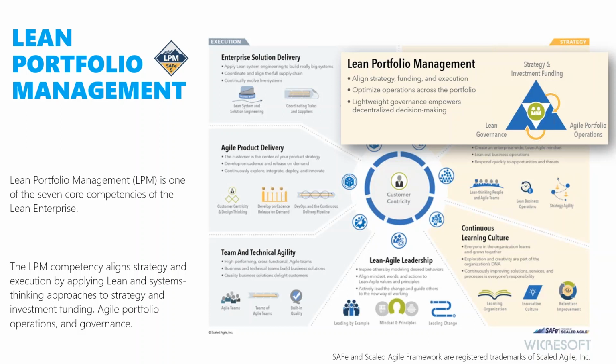And as you can see from this picture, lean portfolio management there in the top right corner is only one part of how to rethink the entire enterprise, literally everything you do, including leadership and continuous improvement and so on. The lean portfolio management piece, that's really all about aligning strategy and execution of your work by applying systems thinking.